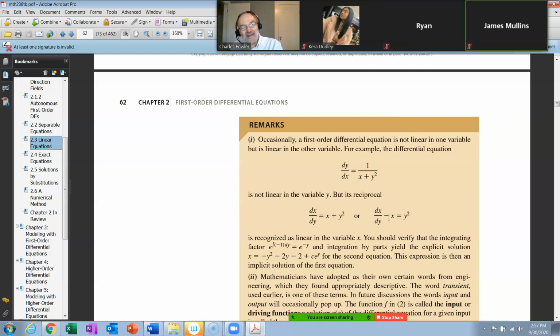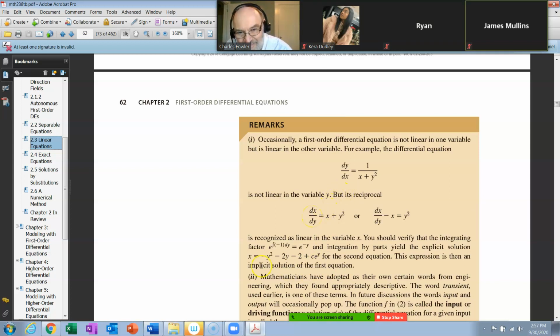That integral would be minus y, okay? And e to the minus y would be your integrating factor. You multiply on this side and that side, and sure enough, you would get something that looked like that. That would be your solution, okay? And that expression is an implicit solution of that first equation.